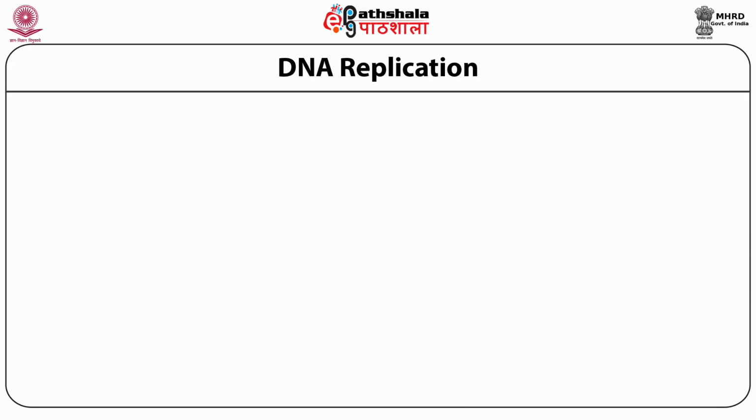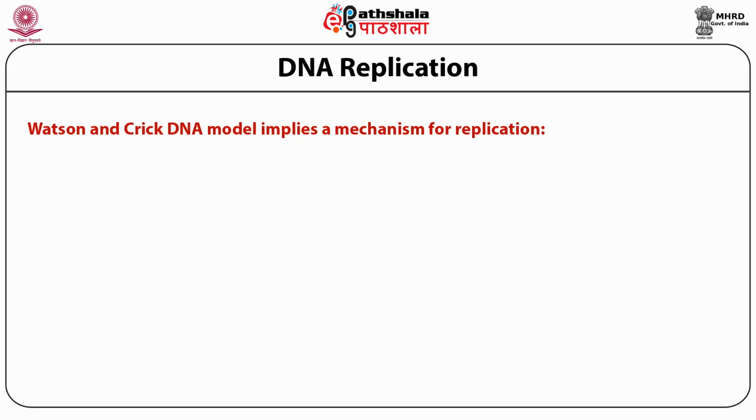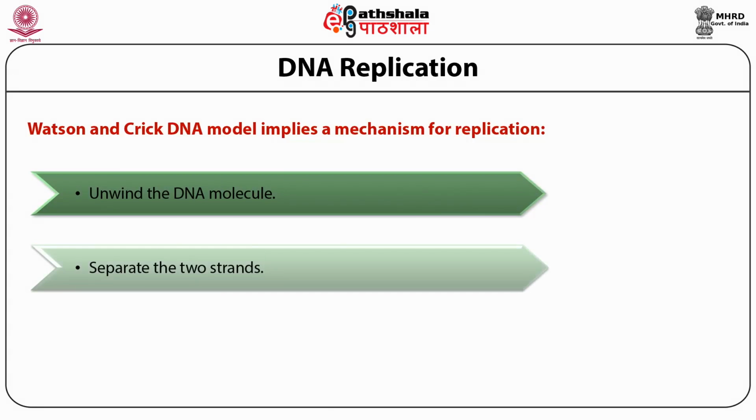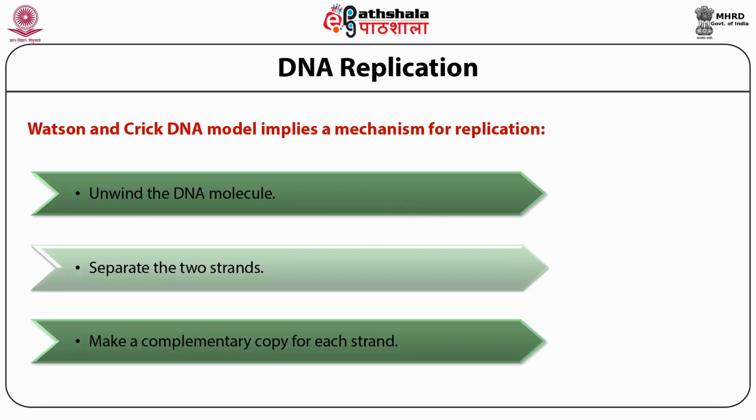DNA replication. The double-stranded structure of DNA was given by Watson and Crick in 1953. Their model was very simple. It also implied a very elegant mechanism for replication. Because the DNA was double-stranded, the model implied that replication would involve unwinding the DNA molecule, separating the two strands, then making a complementary copy of each strand.